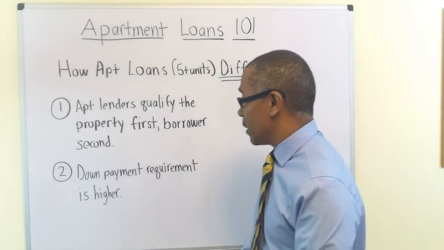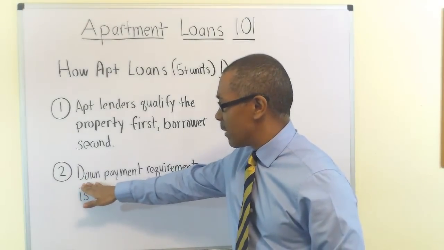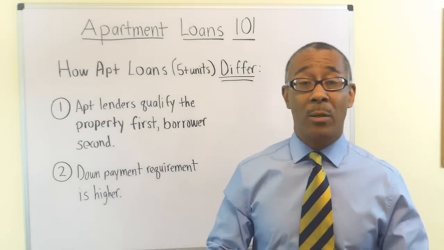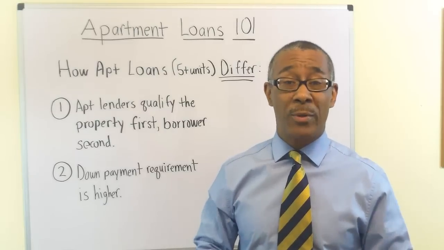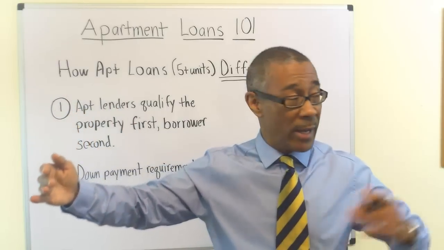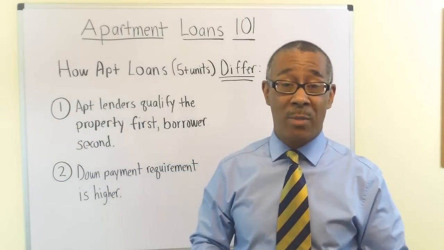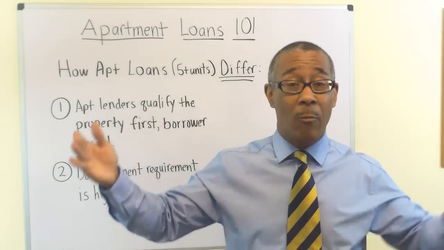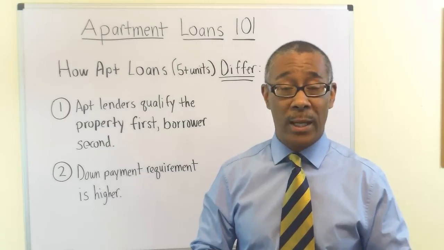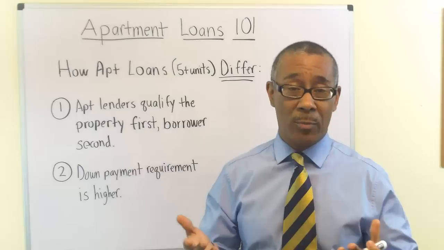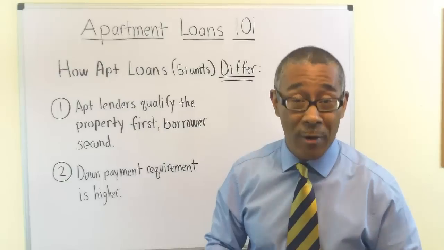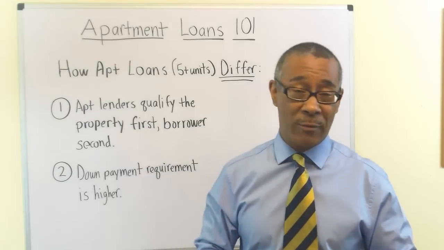Number 2, the second difference is the down payment requirement is higher. A typical apartment loan will be 20 to 30% down payment. As you move closer to the edges of the West Coast or edges of the East Coast, those down payments can be 35 to 40%, just depending on where they are. Now, you probably know that for a residential loan, a home or duplex, you can probably get a loan approval for 5 to 10% as a down payment. That's available today. So those are the 2 major differences.